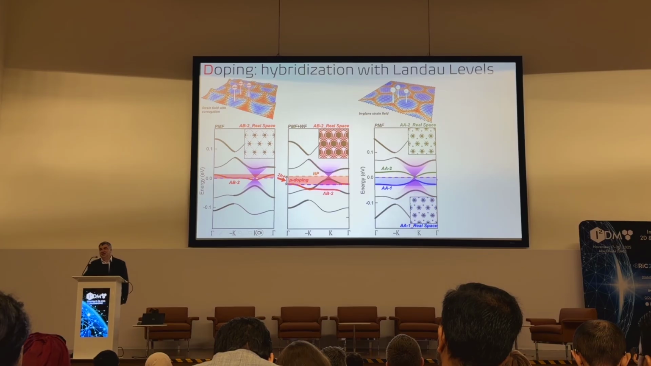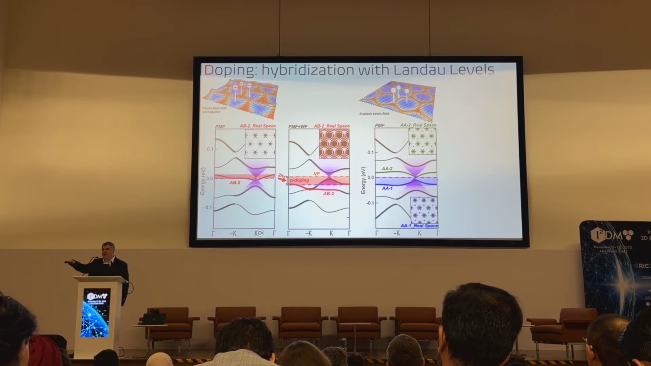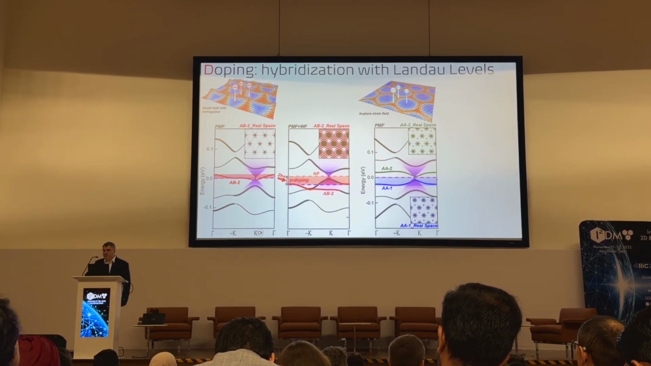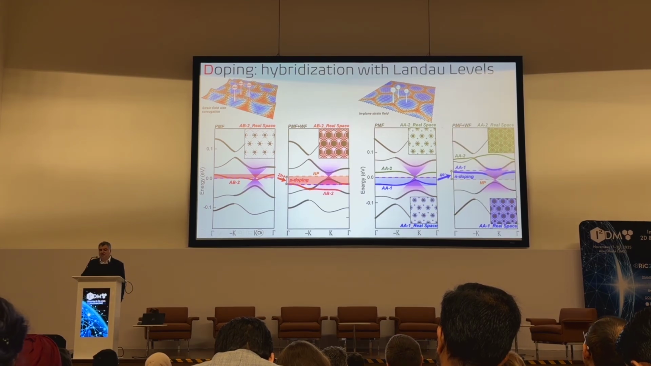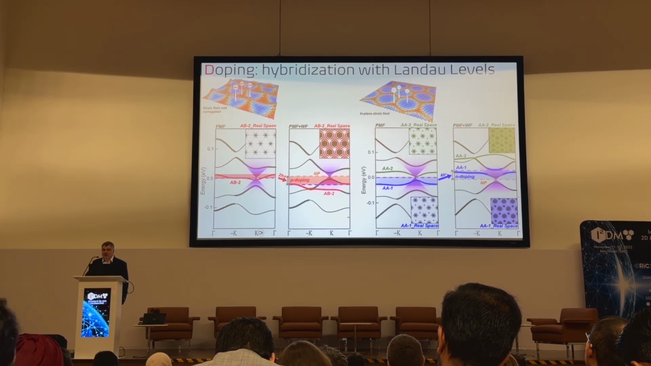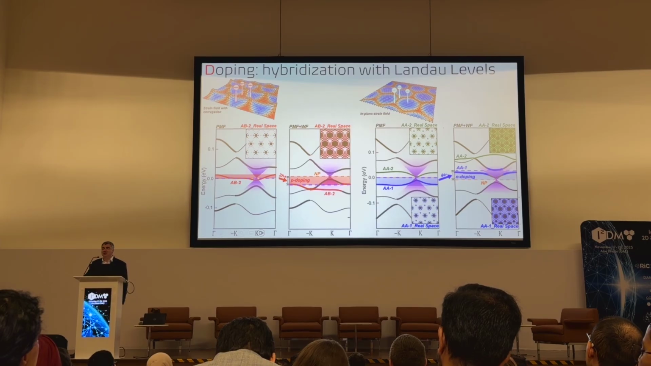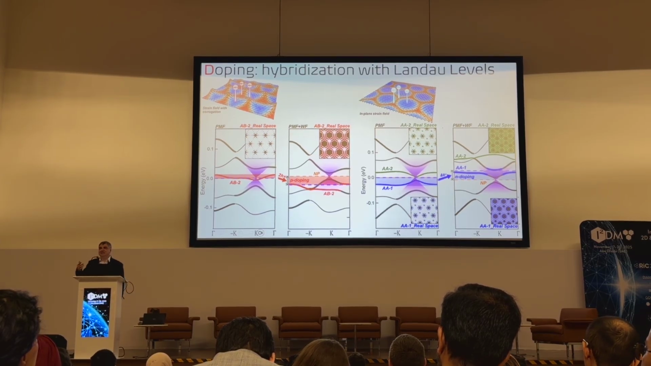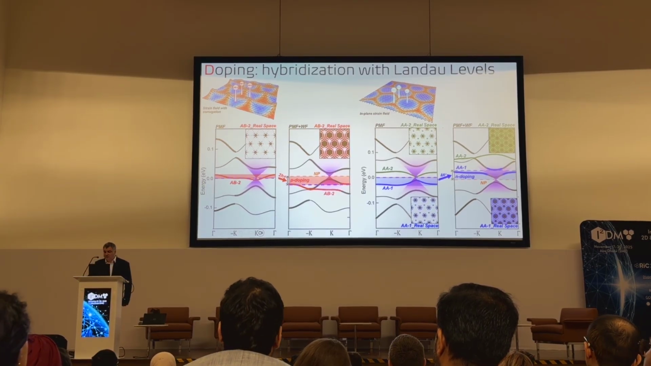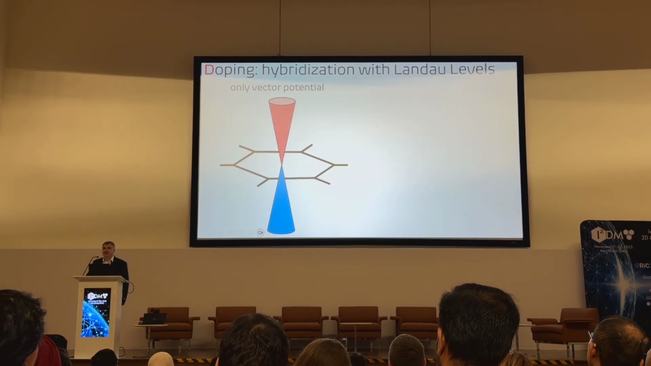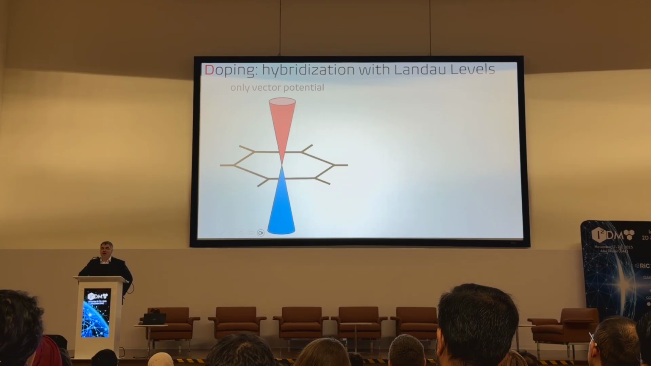So in this case, it pushes it down, and it hybridizes with the electronic band. In the other case, it pushes it up, and again they hybridize with the electronic bands, and that exactly gives you doping, finite doping in an electrically neutral system. So let me just give you a bit of a cartoon of how it works.